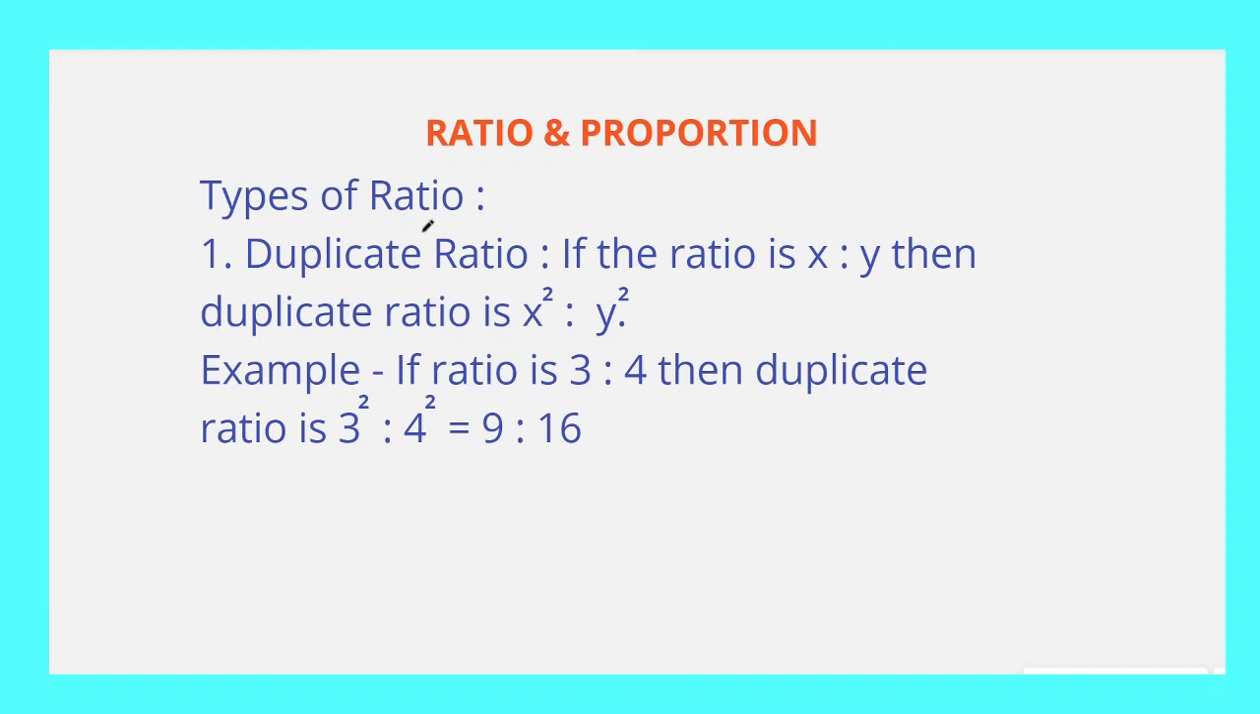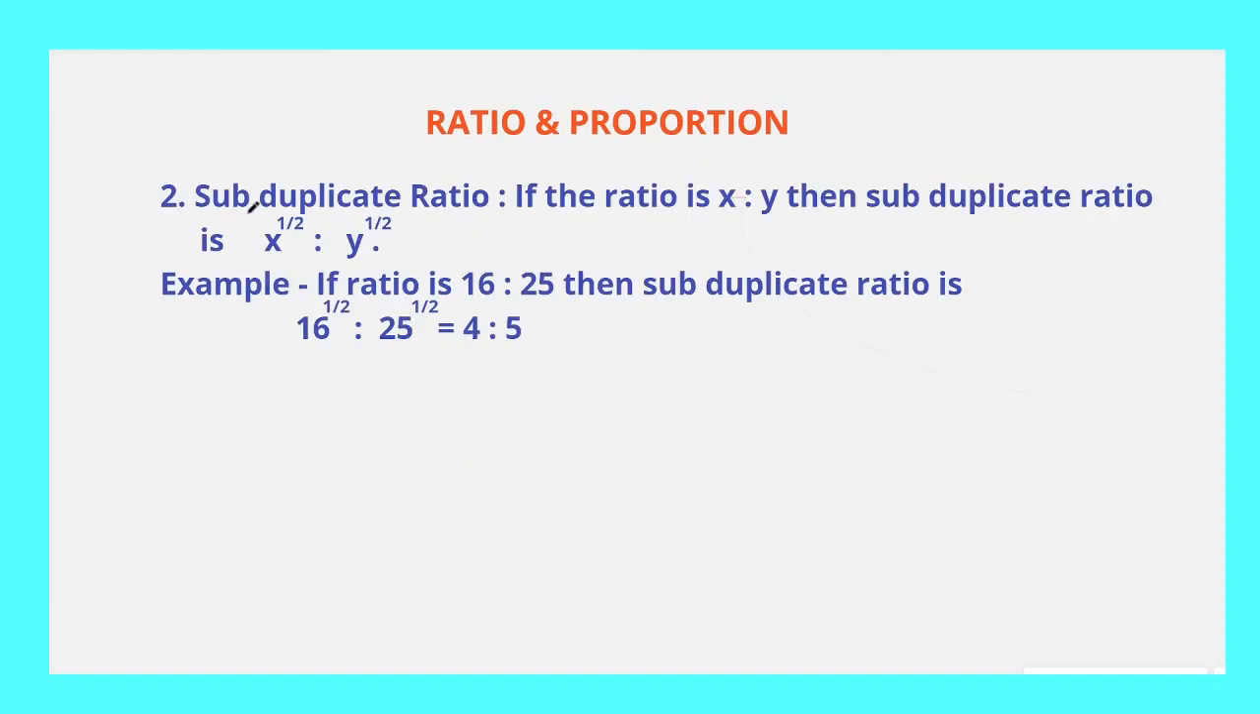Types of ratio. Type 1, duplicate ratio. If the ratio is x ratio y, then duplicate ratio is x square ratio y square. For example, if ratio is 3 ratio 4, then duplicate ratio is 3 square ratio 4 square, equal to 9 ratio 16.